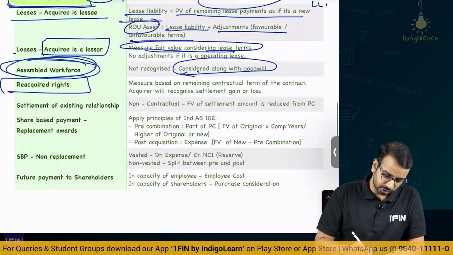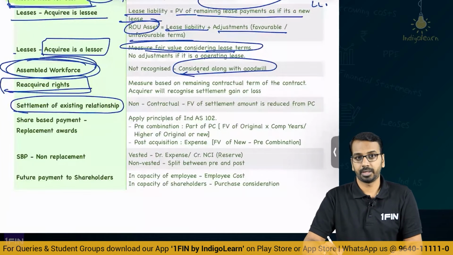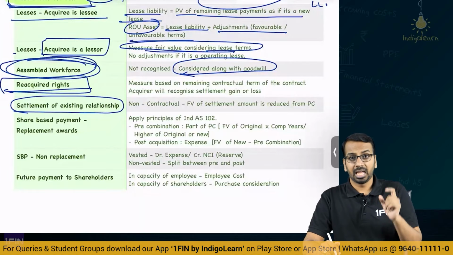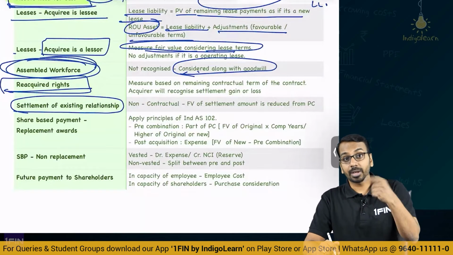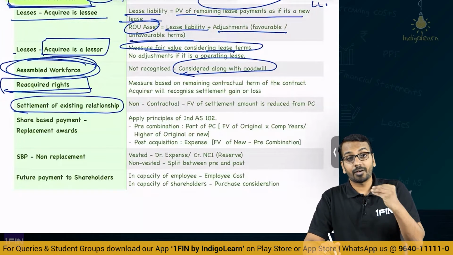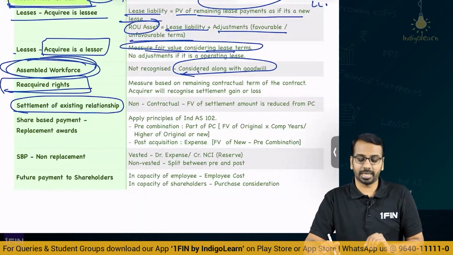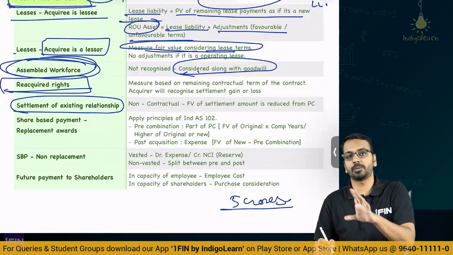Then, this is also an existing relationship. There could be other existing relationships which are non-contractual. Non-contractual means I have a case filed against, let us say, Byju's. Now, I am acquiring Byju's. I have filed a case against Byju's and I am acquiring Byju's. Now, when I have filed the case against Byju's, I know I will lose the case, and let us say I will have to pay 5 crores to Byju's for that particular case.